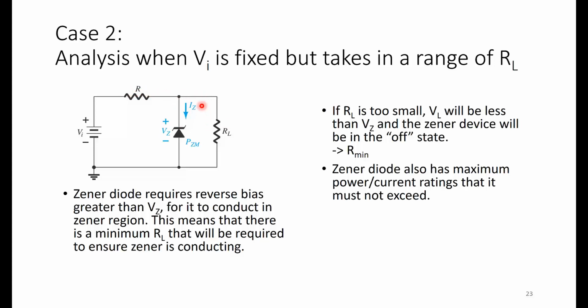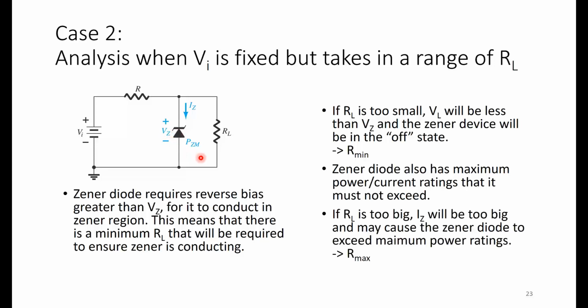We have to watch this value IZ, because IZ times Vz will give us PZ. The Zener diode is a sensitive device with maximum power ratings. We must make sure that it is not exceeded. If RL is too big, IZ will be too big and may cause the Zener diode to exceed maximum power ratings, and this is where the concept of R max comes in.